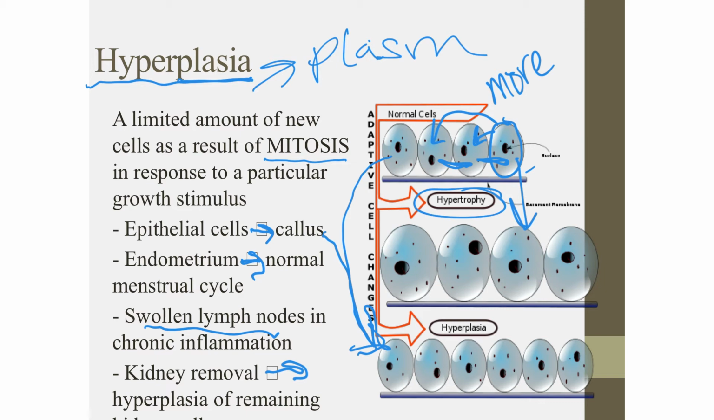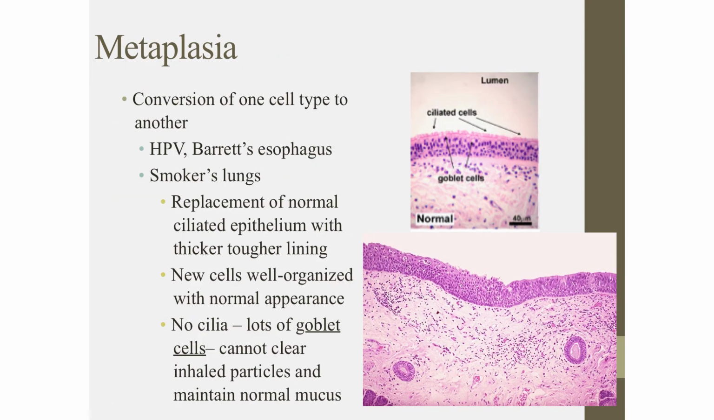You also see that in the case that a kidney is removed for whatever reason. The remaining kidney undergoes hyperplasia until the functionality of both kidneys is taken over. So again, this is an adaptive change. More growth, more cells to take on the function of tissue or to protect tissue that seems to be at risk. All right, so now is when we start to get a little bit closer to the danger zone.